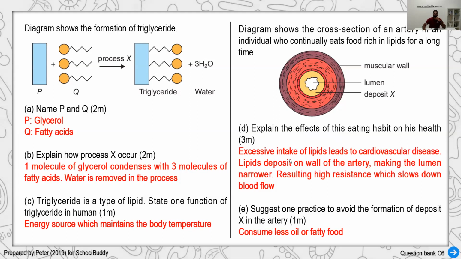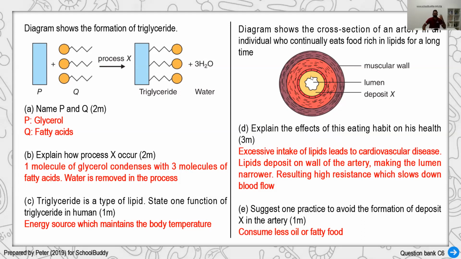So when you're taking too much of a fat product, there's going to be accumulation of fat in your blood vessels, and that can lead to cardiovascular disease. It can be any disease like heart attack. It can also be a problem with stroke when the blood supply to your brain is affected.